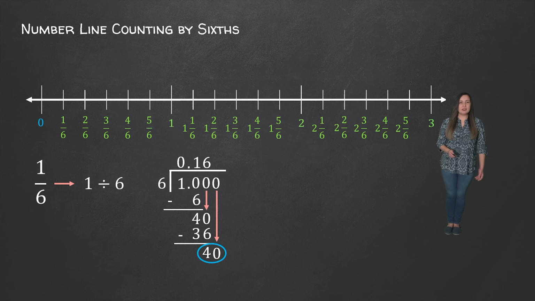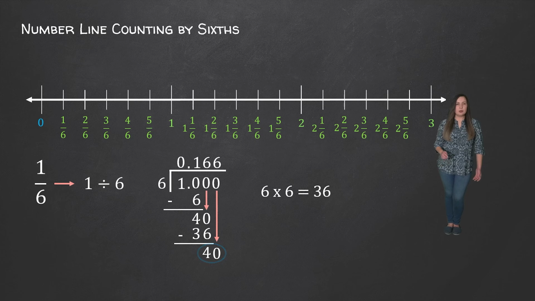Then we ask ourselves again, how many times does 6 go into 40? Well, 6 goes into 40 6 times because 6 times 6 is equal to 36. So we're going to write that down and then subtract. 40 minus 36 is equal to 4. And notice here that we keep getting the same remainder because this decimal is going to keep repeating. So we're going to keep adding 6's afterwards.